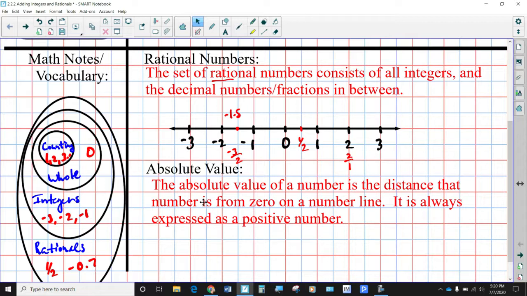So about absolute value, we're not talking about whether something is positive or negative. It's just the number of units, if you were to measure something, how far it would be from zero.